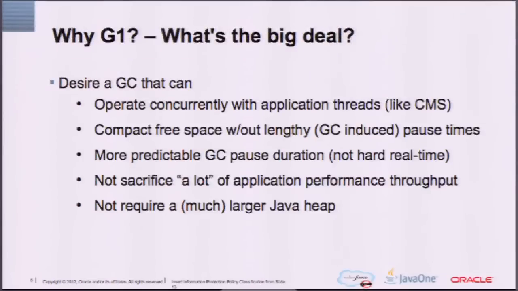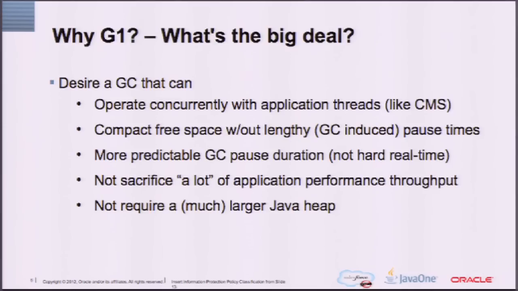So when should we consider G1, or why G1? Well, we're looking for a GC that has a couple of really good attributes. One of those is that it can operate concurrently with application threads, kind of like what we see in CMS. CMS has old generation collection that operates concurrently. And we'd like to be able to compact free space without these lengthy induced GC pauses. In CMS, in order to compact that old generation space, we have to go through this painful full GC. So we'd like something that frees us of that sort of issue.